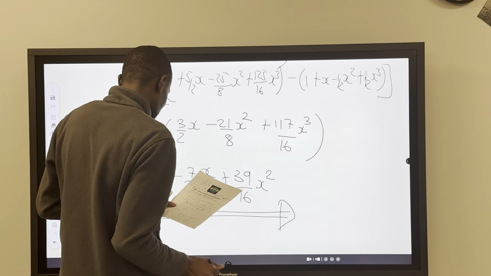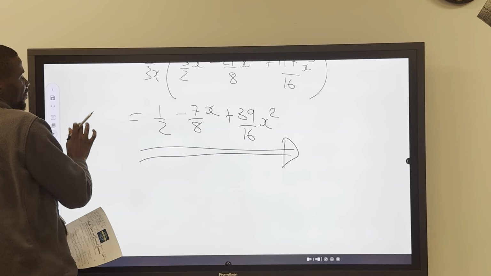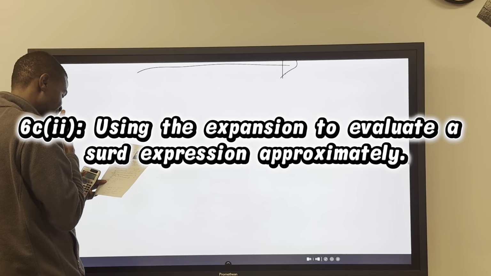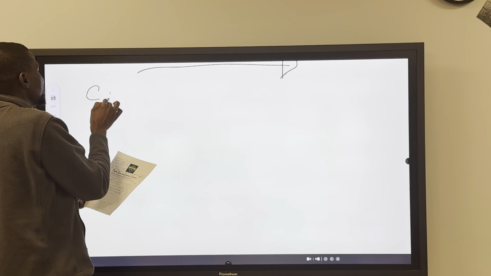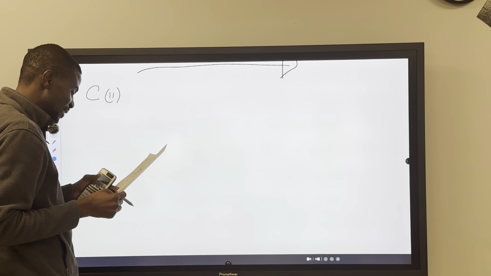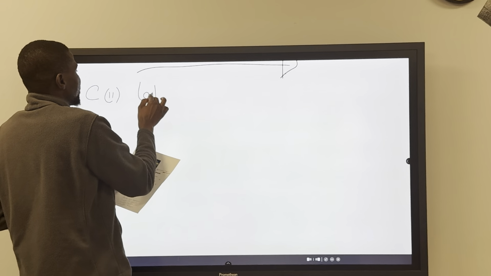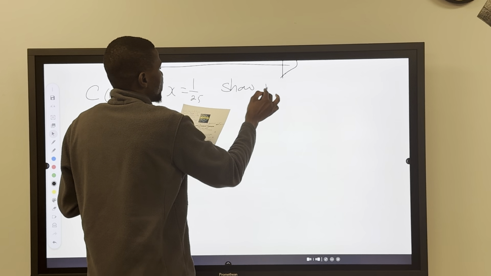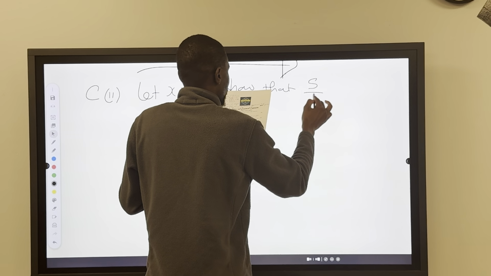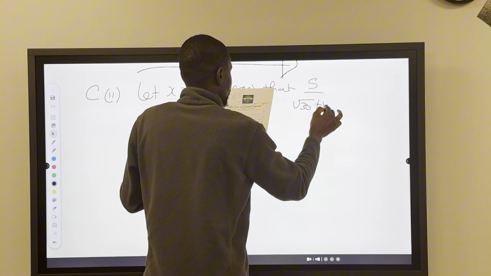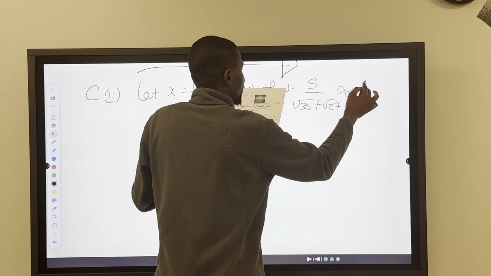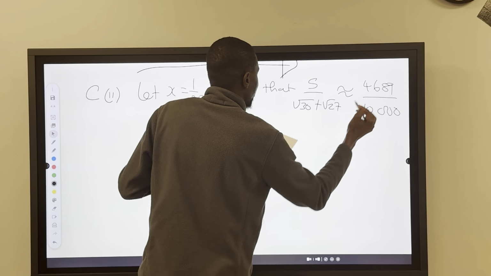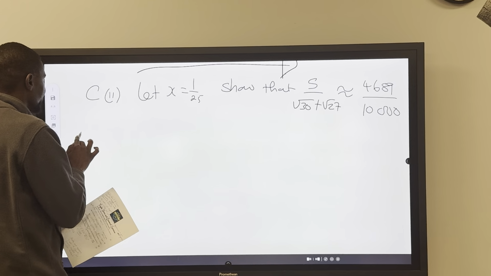Okay, so now let's move on to the last part. So the last part, hence we are going to use the result obtained above. So see item 2, by putting x equal to 1 over 25. So let x equal to 1 over 25. Show that 5 over square root of 30 plus square root of 27 is approximately equal to 4689 over 10,000.